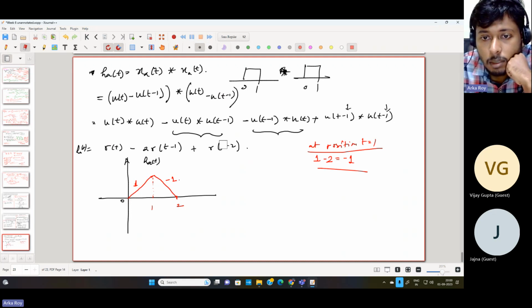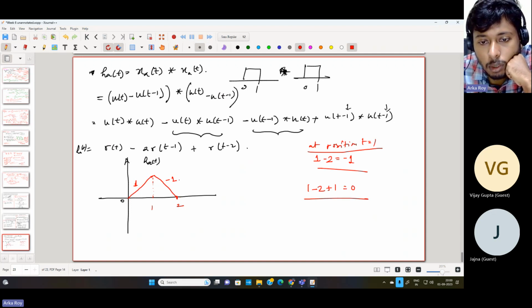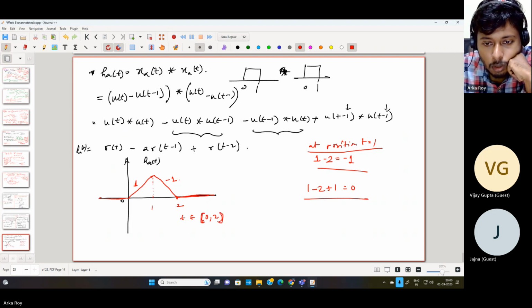So here it will be just r(t minus 2). So the total contribution is 1 minus 2 plus 1. That means from 2, the contribution of slope is 0. That means this will die down. So effectively your signal is just a triangular wave shape where t is lying from 0 to 2. So you can use the close bracket also. Now this is what h(t) looks like.